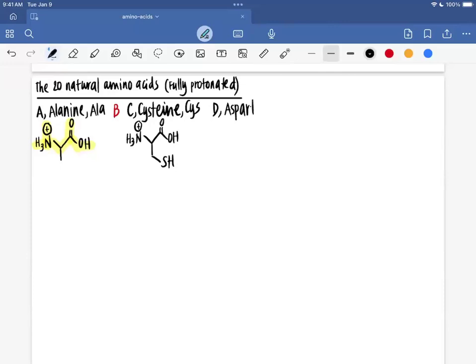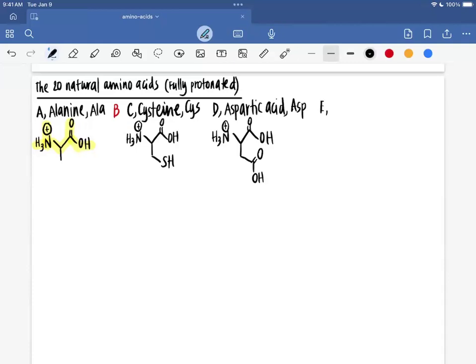D is for aspartic acid, or ASP. Reproducing our backbone to have the amino group, alpha carbon, and carboxylic acid, the side chain of aspartic acid is going to have a carboxylic acid in it. So we have the alpha carbon, beta carbon, and at the gamma carbon is where we see the carboxylic acid.